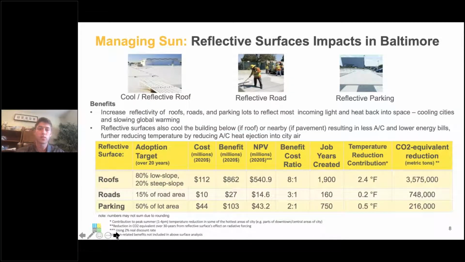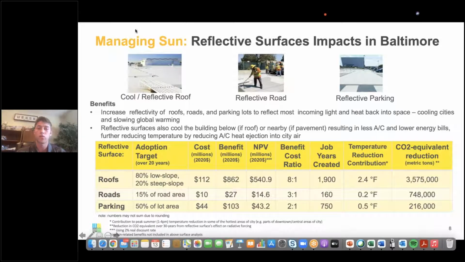These next couple of slides will really highlight the actual cost and benefit calculations of certain surface decisions within Baltimore. This first slide shows you the reflectivity in surfaces that we use. We really look at roofs, parking, and reflective roads. Reflective roofs are the most effective, especially on low slope roofs. Cool roofs are easier to put on there, and their benefits are far greater than those of steep slope roofs. But we still include steep slope roofs because they still provide value for the city.